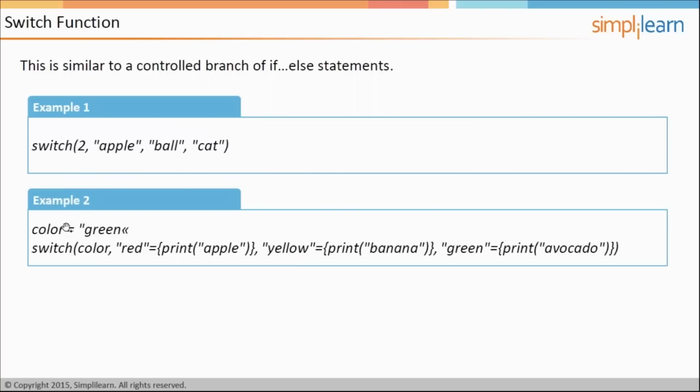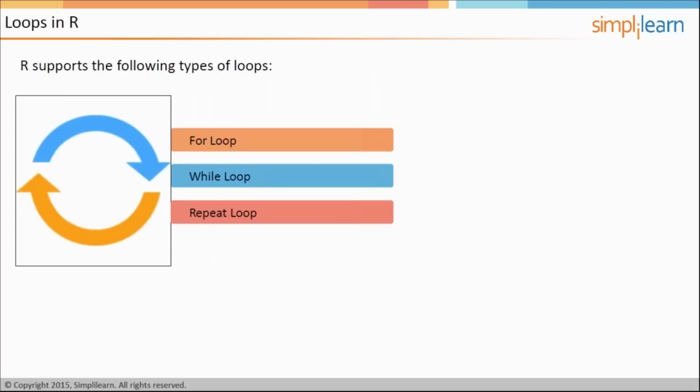In the second example, color equals green. So anytime we have green, we're going to print the word avocado. Conversely, if we have the word red, we'll end up printing apple. So again, the switch function, as an alternative if-else controlled branch, allows you to begin to have some framework and to be able to program quickly in a direction that's of interest to you.